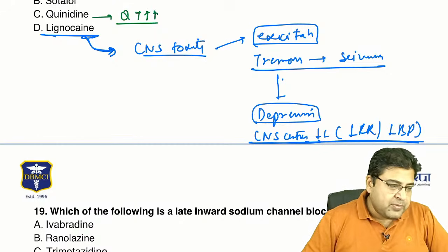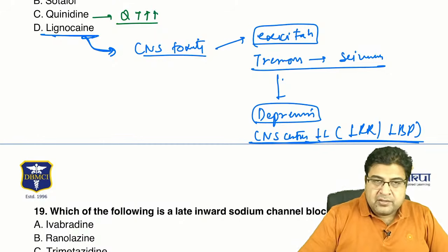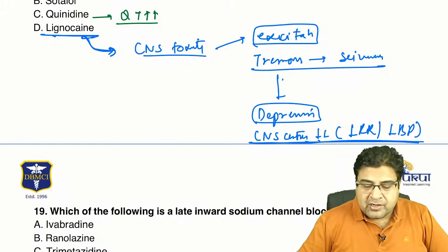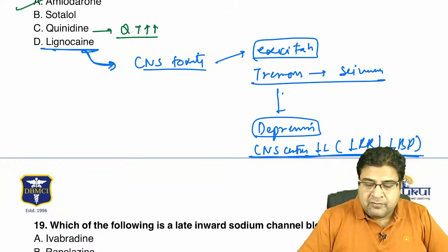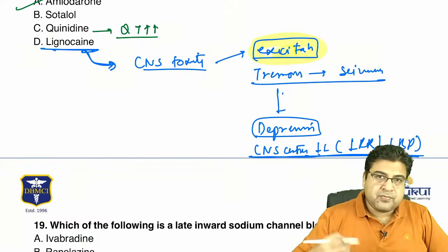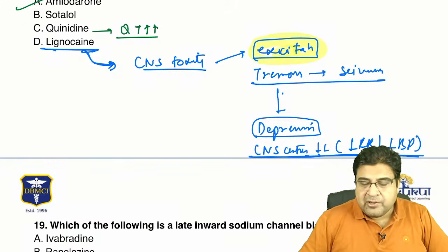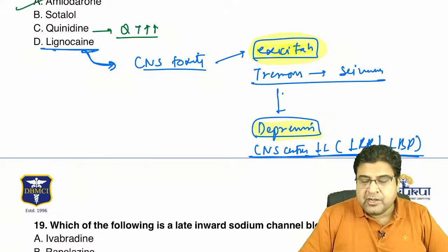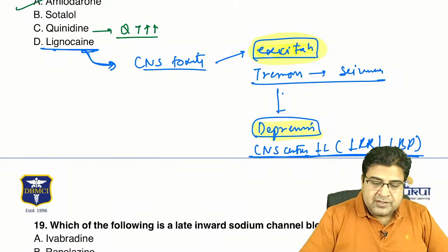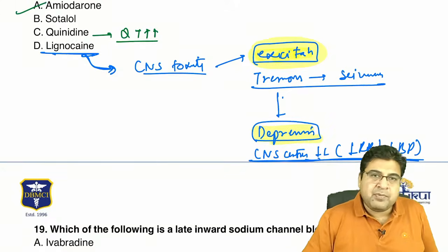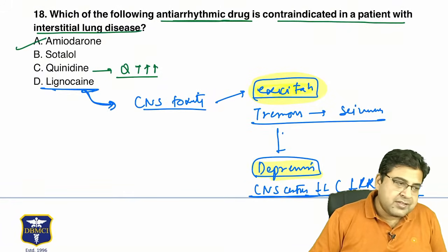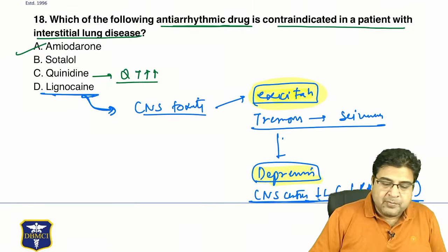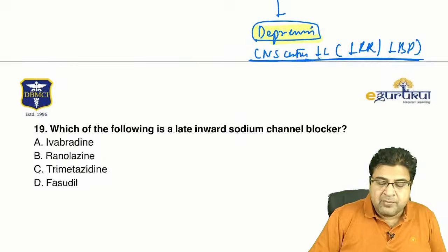So this question is going to be asked guys this year. This is my gut feeling. It has not been asked yet, it's not 100% confirmation. So lignocaine toxicity will cause post-excitation depression. We are talking about CNS. CNS is first of all stimulated, then CNS is inhibited. So post-excitation depression. Question 18, answer is A, amiodarone.